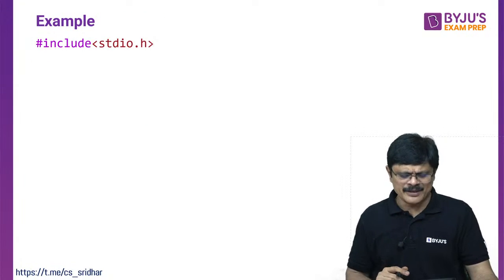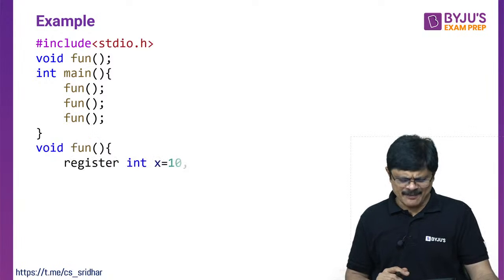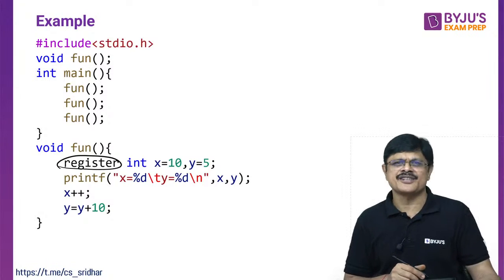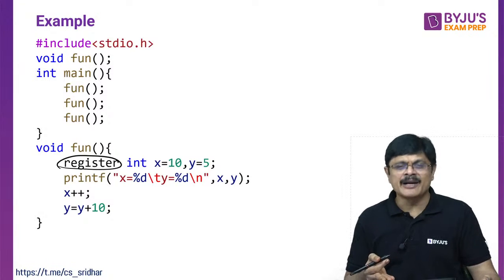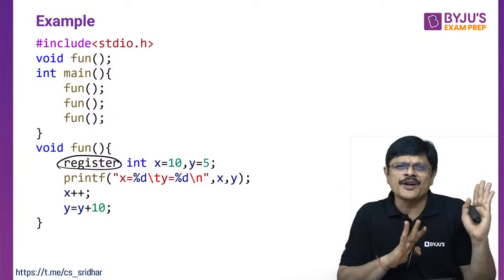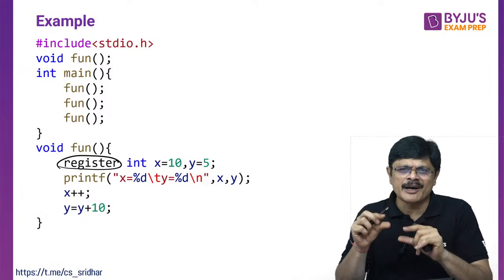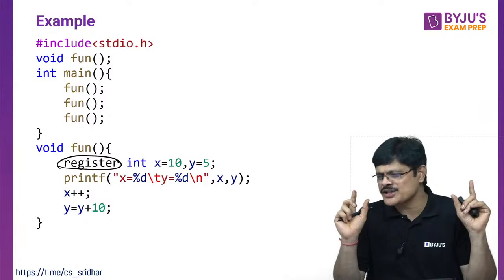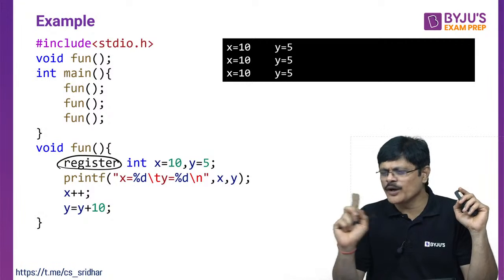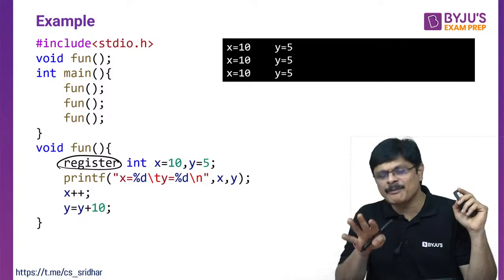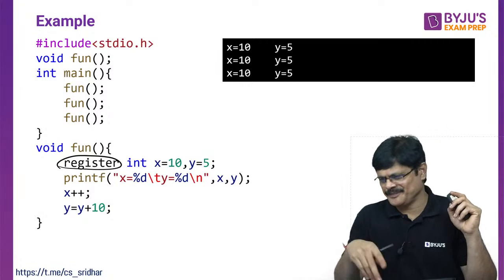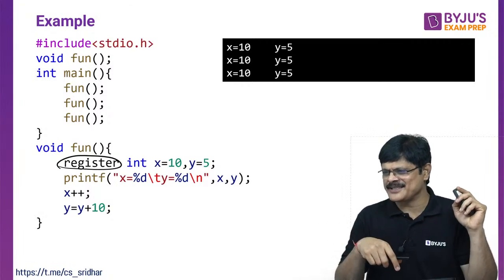Just take one simple example. I have taken the same example as the previous one; the only thing is, instead of auto, I have written register. If memory is available, this memory is allocated in the registers, but the story is the same as automatic variables. Instead of the runtime stack, the memory is allocated in a CPU register. Nothing more than that. So the output would be exactly the same. No difference between register and automatic variables except for where they are stored. Storage is different; the rest of the story is the same.